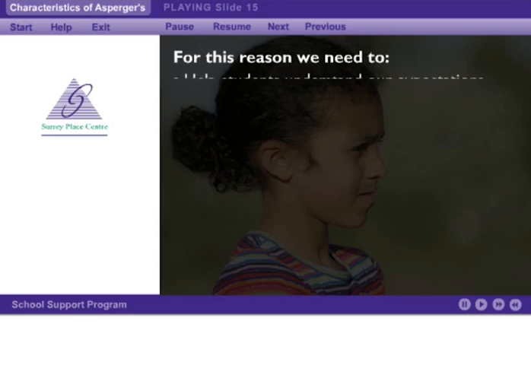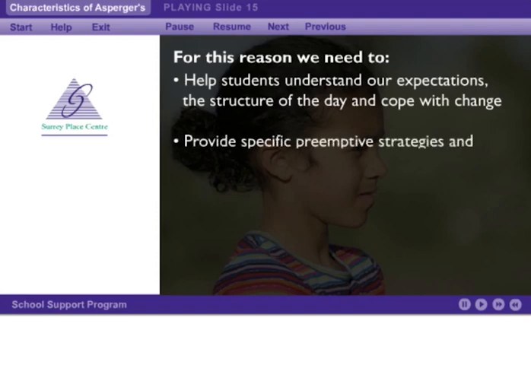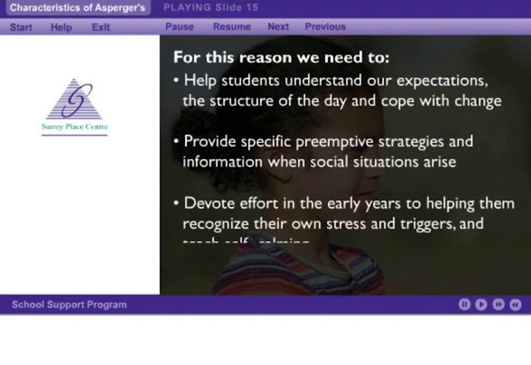Help students understand our expectations, the structure for the day, and cope with change. Provide specific preemptive strategies and information when social situations arise. And devote effort in the early years to helping them recognize their own stress and triggers, then teaching self-calming through age-appropriate cognitive behavioral strategies for anxiety reduction.